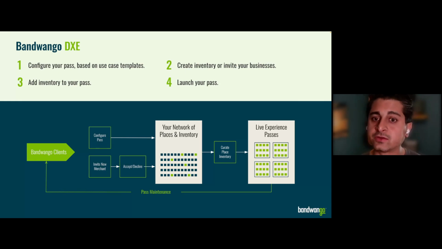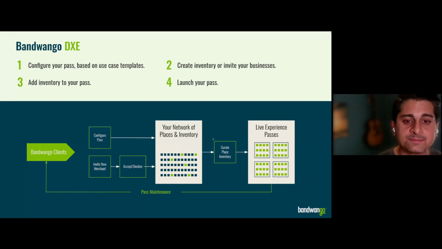Step 2 is to either create your inventory, in the scenario where you are doing the onboarding and getting the coupons, the tickets, the tastings from your businesses on your own, or you can use the Bandwango platform to invite your businesses into the system and to submit inventory directly into the platform. Once you have that inventory, you can simply add that to your pass, finish off perhaps some final configuration steps, and actually launch your pass. As you can see here, we have a simple diagram that articulates the steps of this process.